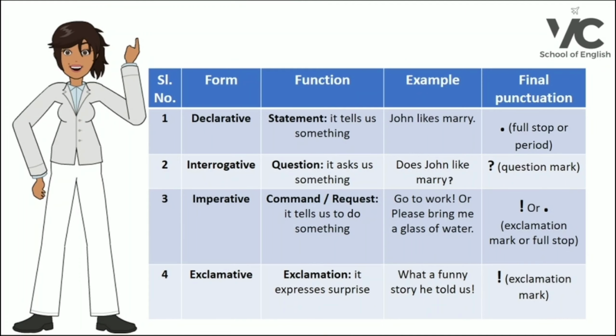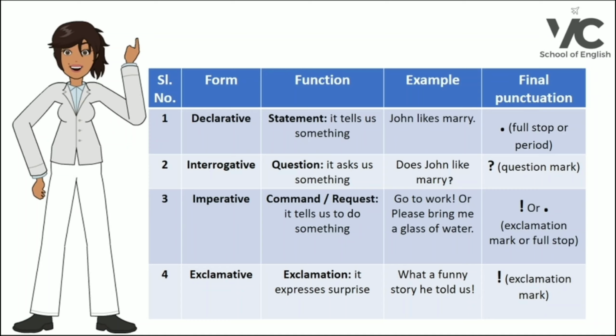The first category of sentence is declarative sentence. It tells us something. For example, John likes Mary, and it ends with a final punctuation such as a full stop or period. The second category is interrogative sentence. It asks us something. For example, does John like Mary? It ends with a question mark.